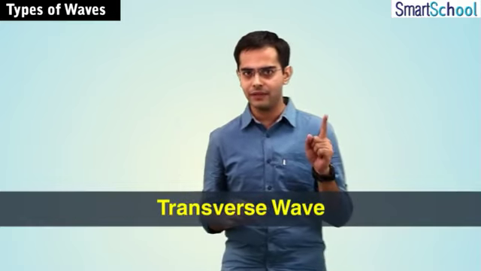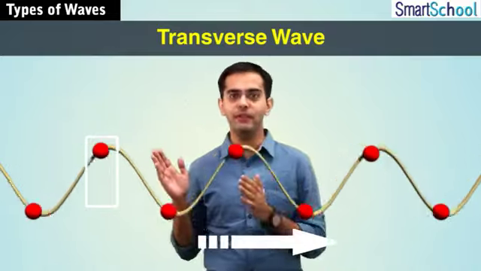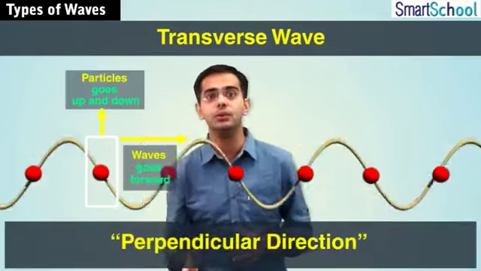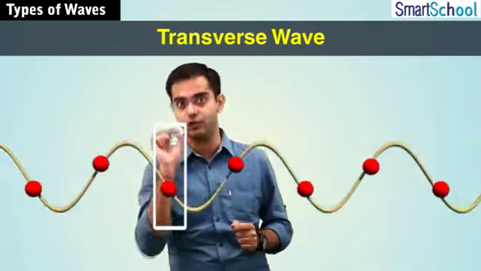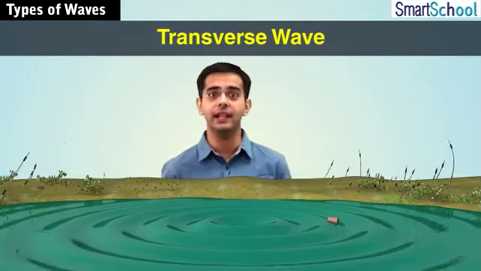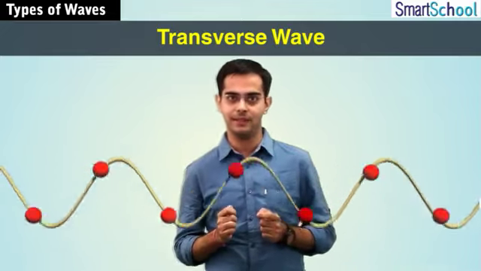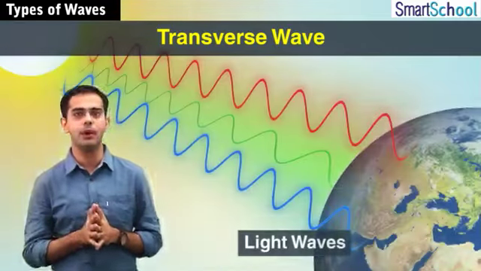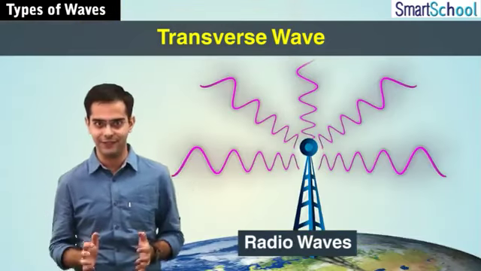So let's summarize whatever we have studied till now. We have studied that there are two types of waves, a transverse wave and a longitudinal wave. A transverse wave is one in which the particles of the medium move in a direction which is perpendicular to the direction of wave propagation, and they oscillate about their mean position, to and fro motion. The examples were a ripple on a pond or a lake and a wave on a string. They can be easily visualized as transverse waves. Some of the other examples that we studied were light waves, heat waves and radio waves. All are examples of transverse waves.